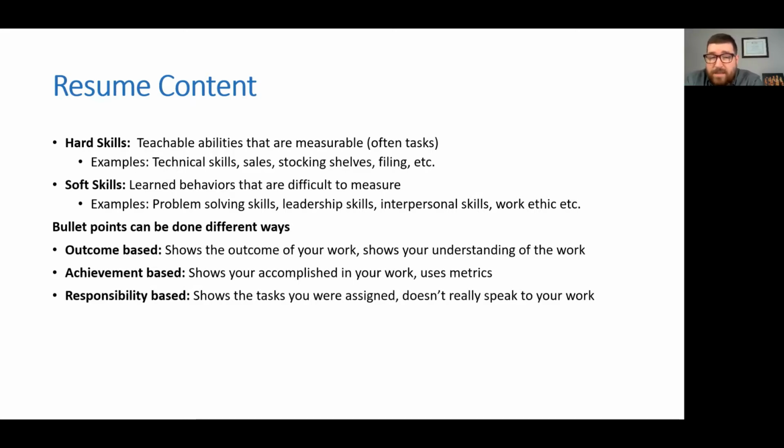There's the achievement-based, which shows your accomplishments and your work. It's good in combination with metrics, and this speaks to what you did and accomplished on the role. So this speaks to your work specifically. Outcome-based. So this shows that you have an understanding of what your role is and focuses on the outcome of your work rather than what you put into it or what you accomplished. It focuses on things like what you increased and what you decreased.